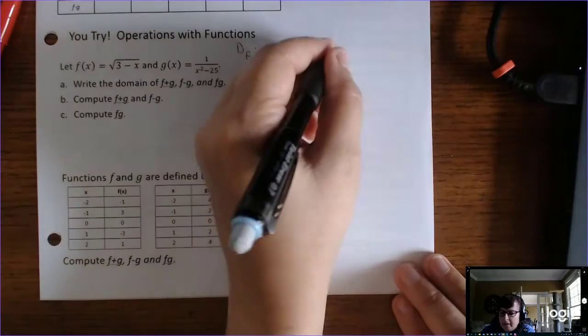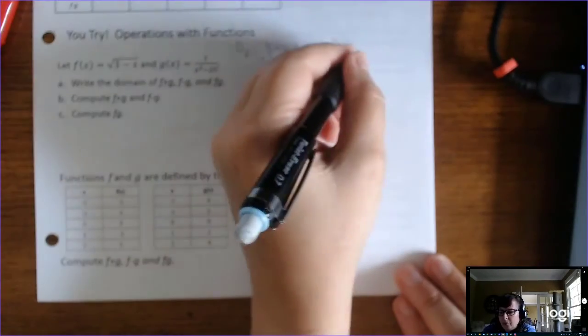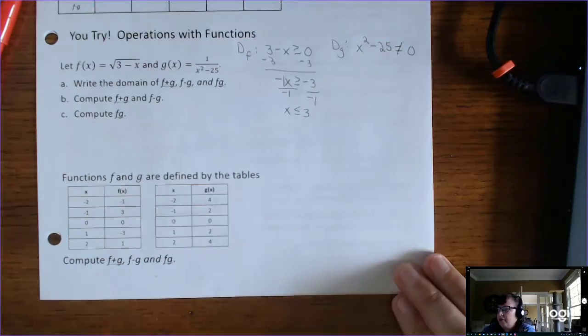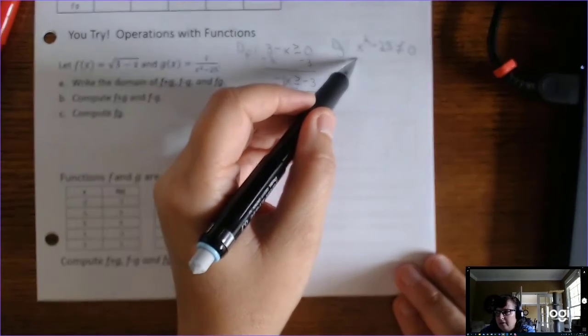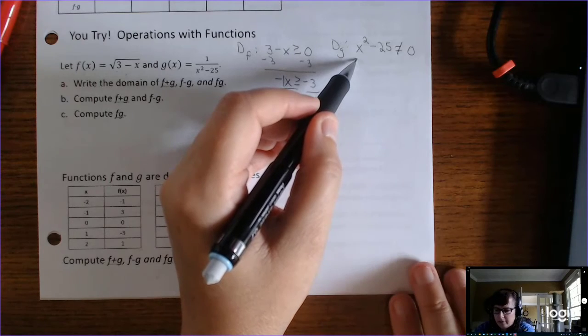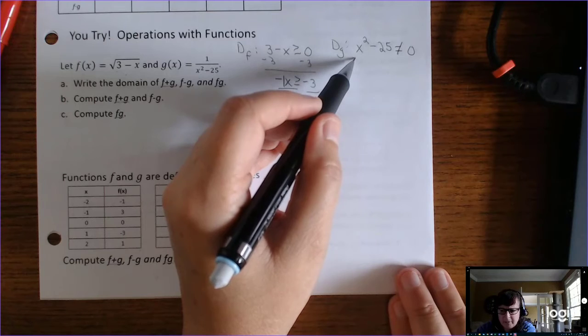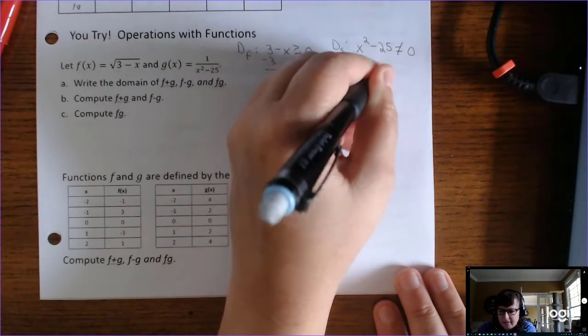All right, the domain of g, a little more complicated. It's a rational function, and we know that the denominator cannot equal 0. And so hopefully you remember that to solve a quadratic, you have to factor it. Now this, I didn't go over in the factoring video, but this is actually an easier one to factor. You don't need trial and error because it's called a difference of two squares. It's just going to factor into x plus 5, x minus 5.